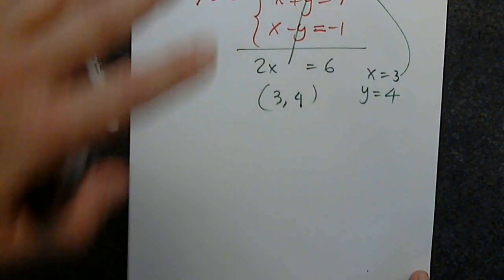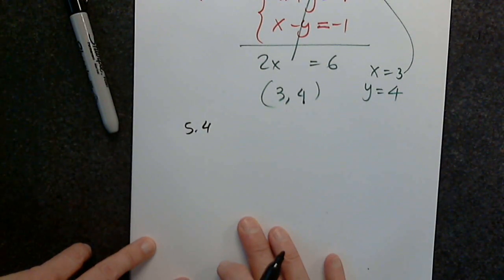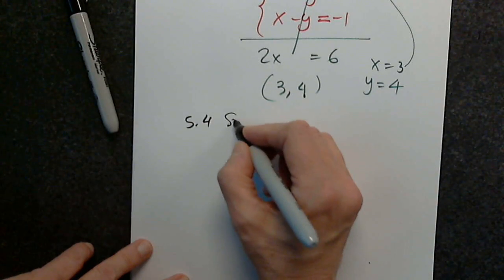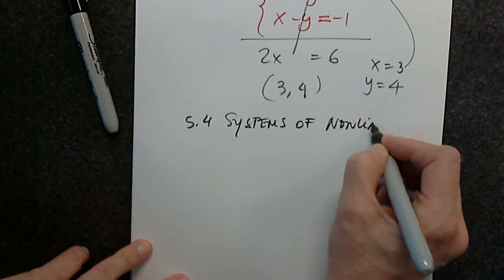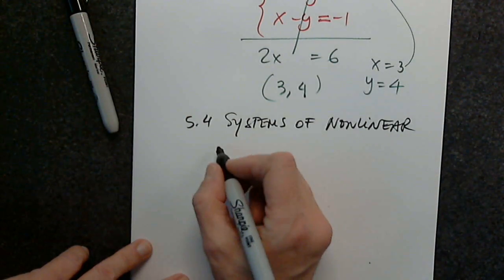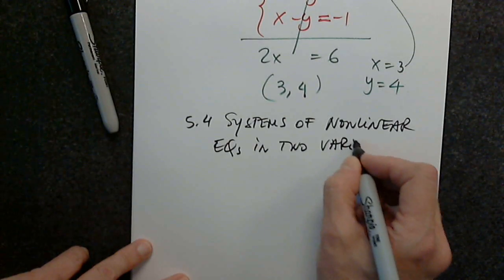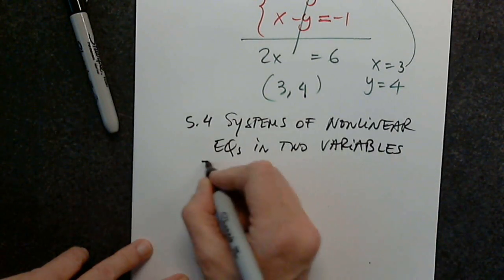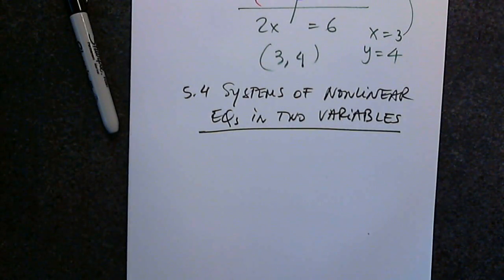We are still talking about two variables. 5.4. They're systems with two variables, but they're not linear anymore. Systems of nonlinear equations in two variables. On page 587, we have substitution and addition, or elimination, same thing.